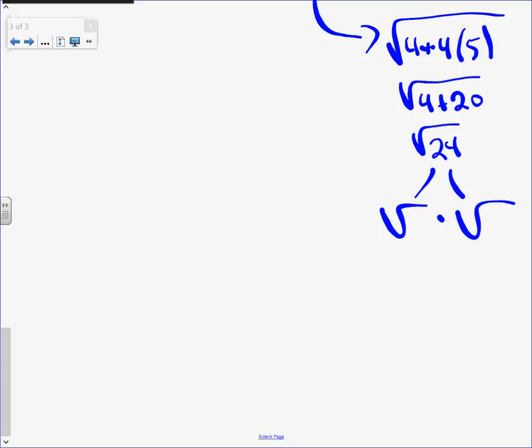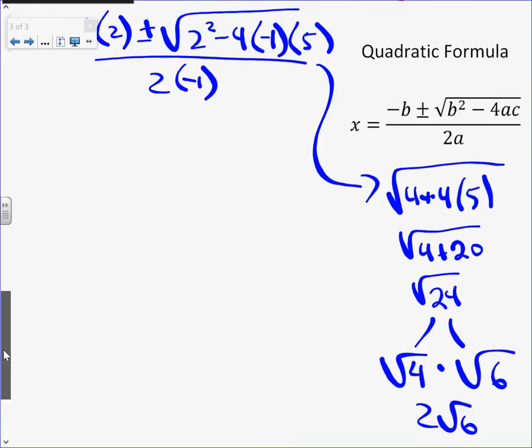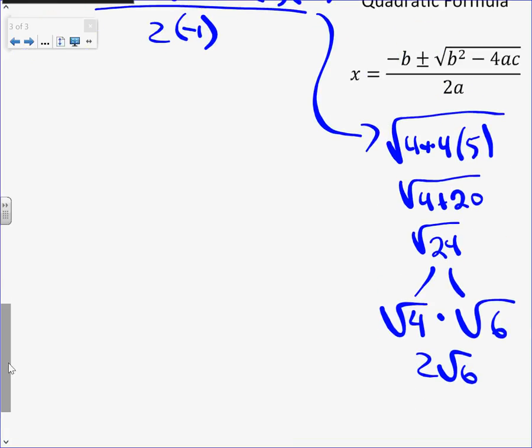So 4 is a perfect square, 6 is not. So I got 2 rad 6. We're rocking and rolling. 2 rad 6. Remember we worked on that? Remember breaking down radicals? Boom. Coming back now. My solutions.